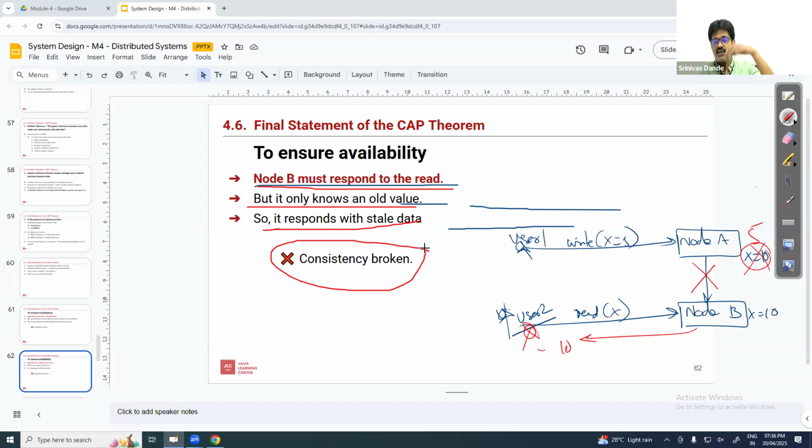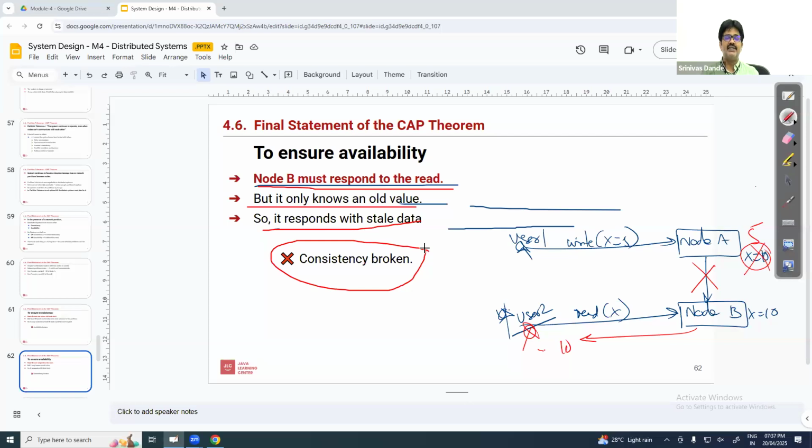Do you understand, guys? If you want consistency, you are losing availability. If you want availability, you are losing consistency. I think this is a clearer example of any distributed system. You will get either C or A. Do you accept this? Is this clear? Any distributed system, either C or A. Consistency is there, availability not possible. If system is available, consistency not possible. Is this clear? That's the final statement of CAP theorem.